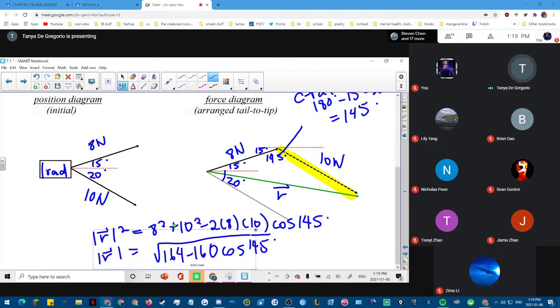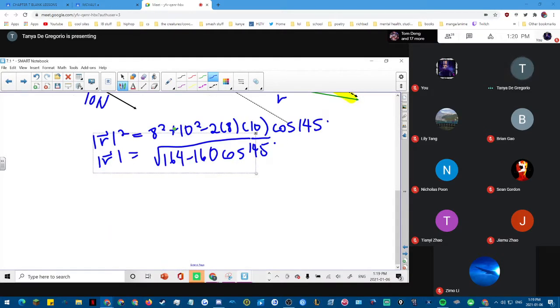And what do we get? 17.18. Good. I'm just going to round it to 17.2.